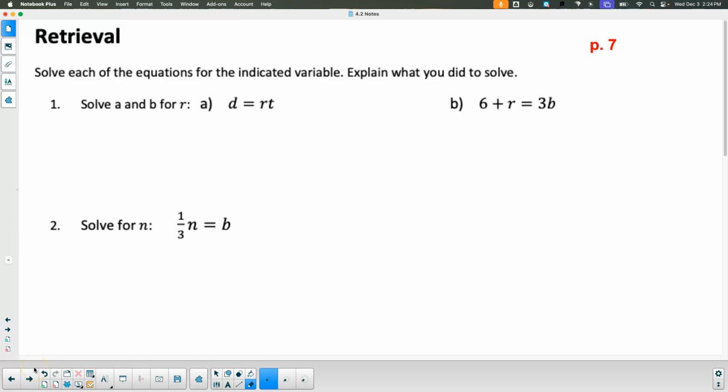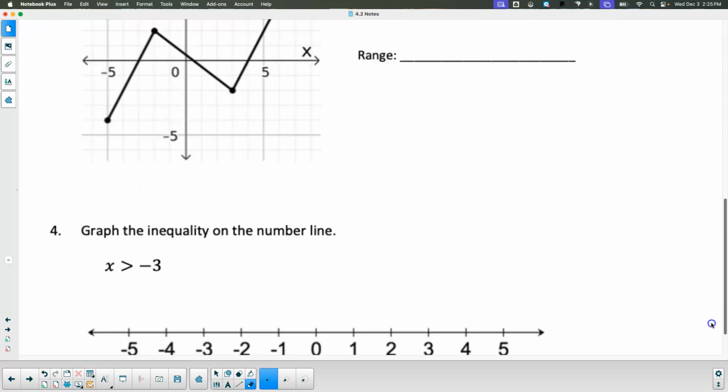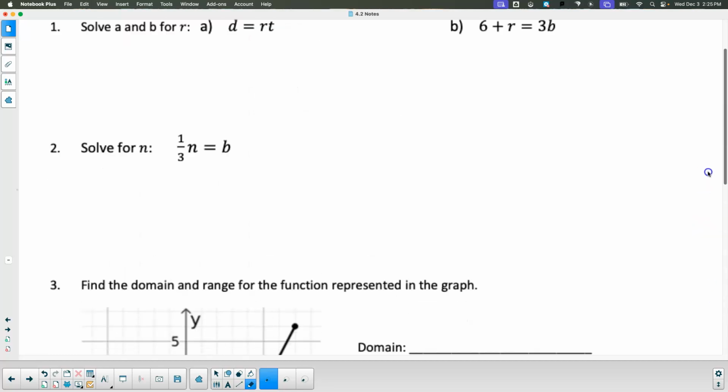Okay. So now then what I want you to do is on page 7 of your note packet, which is the white packet, you're doing that whole side. Okay? So number 1, part A, you're solving for R, and part B, you're solving for R, and number 2, you're solving for N. That means I want in number 1A, I want R equals. Number 1B, I want R equals. Number 2, I want N equals. Then the third one says, find the domain and range, that's interval notation, and then graph the inequality on the number line there for number 4.